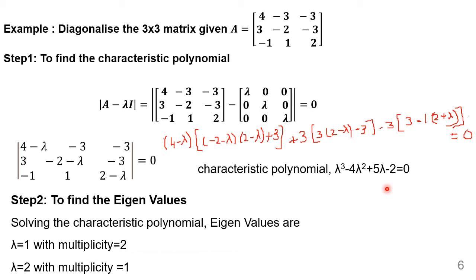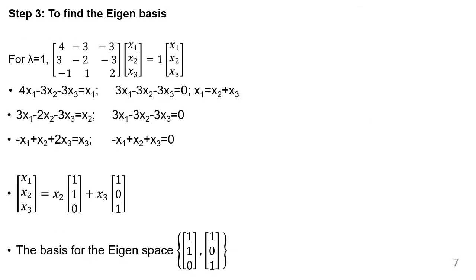Second step is to find the eigenvalues from this characteristic polynomial. We get 3 eigenvalues, 1, 1 and 2. And here lambda equal to 1 has an algebraic multiplicity of 2. Lambda equal to 2 has an algebraic multiplicity of 1. Let me try to find out the eigenbases.